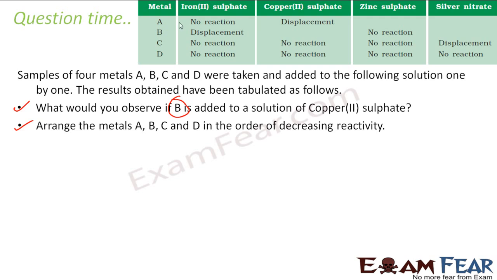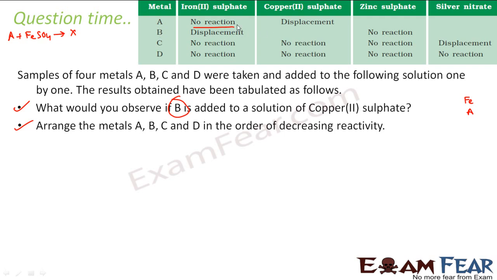Please pay attention here. The first one says that A, when it reacts with iron sulfate, there is no reaction. That means I'll write here A plus iron sulfate, FeSO4. There is no reaction. That means A is lesser than iron. So let me write iron somewhere here. Somewhere we'll write iron. And my A is below iron. Correct? This part is done.